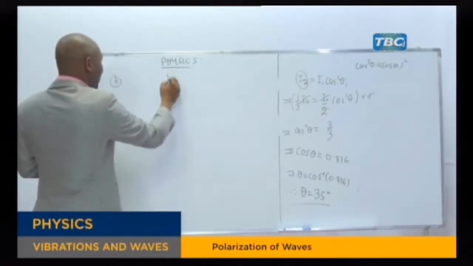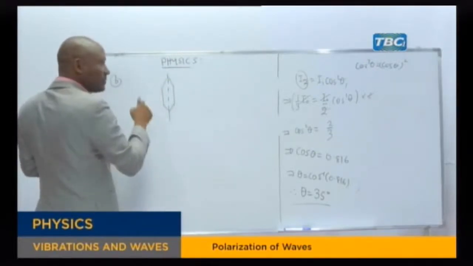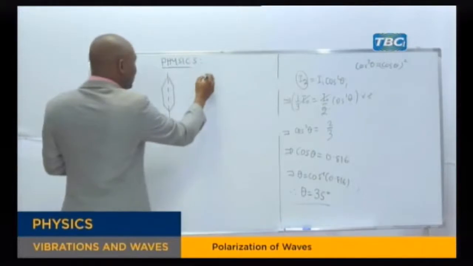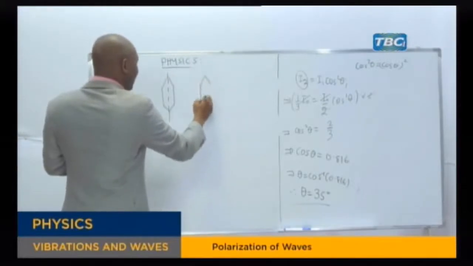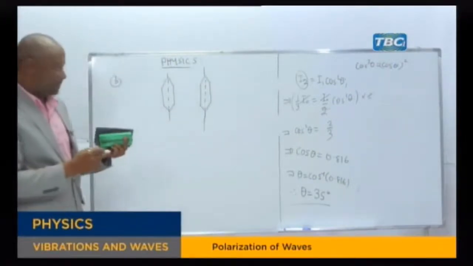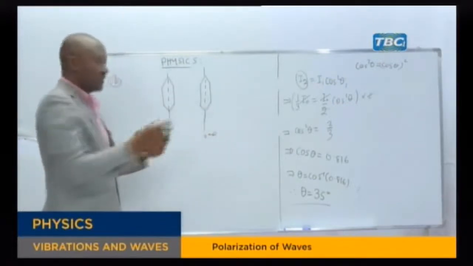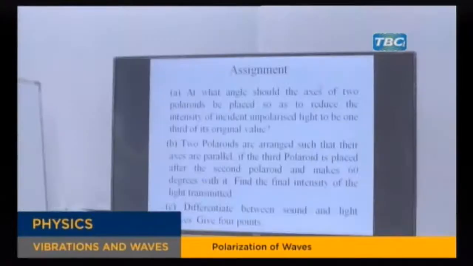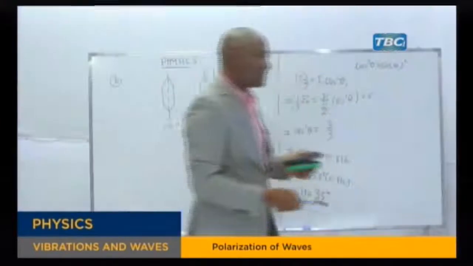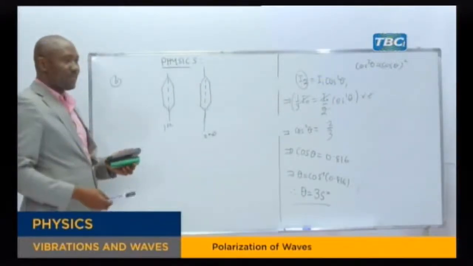Now, make sure that you are following up on this, because this is the assignment you're supposed to be doing at home while following up here. So these are the two Polaroids. Let's go together. You draw the line here. The transmission axes are parallel. The first one, the second, according to the question. We talk of the axis, we talk of the transmission. This is the transmission axis.